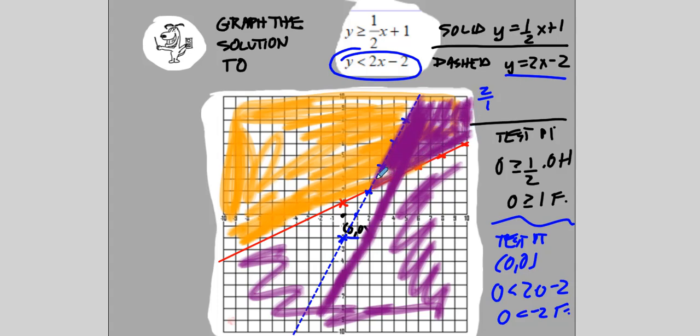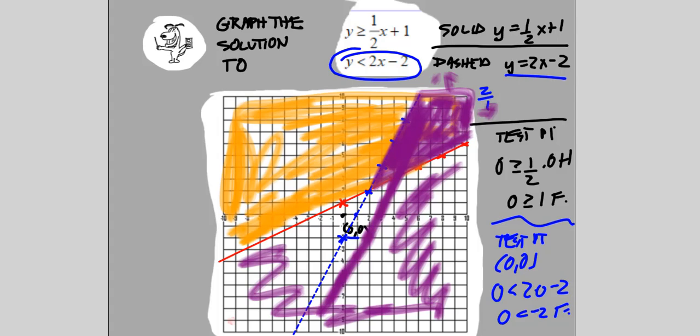So does this area right here that I'm outlining right now, it goes this way and this way as well. But notice, this is a dashed line, so that is not included as part of the solution. This is a solid line, so it is. So this purple kite-like shape that I have here is my final solution of this problem. All those points make both inequalities true.